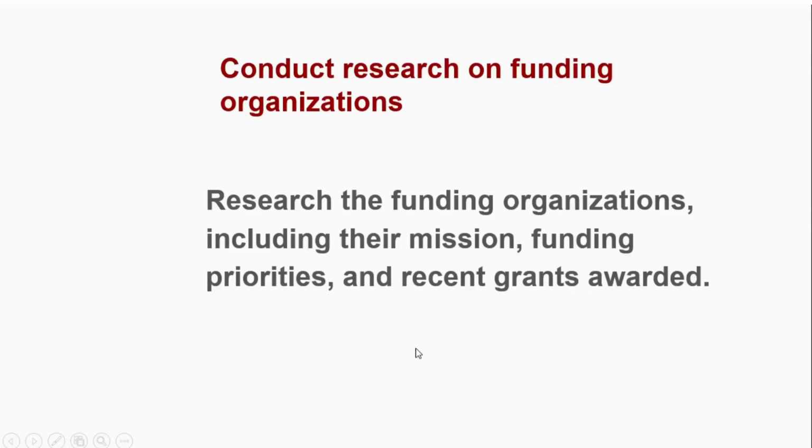Then after going through the eligibility criteria, you conduct some research about the funding organization. This is where you are required to visit various sources that will give information about the organization. For example, you need to know about the mission of the organization and their funding priorities. You'll also be required to learn about the recent grants that have been awarded by the organization.